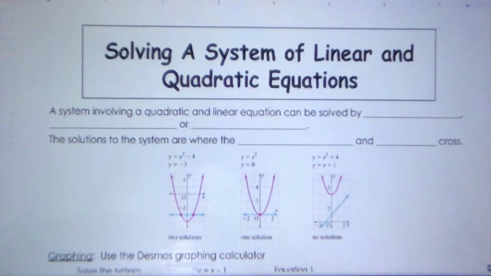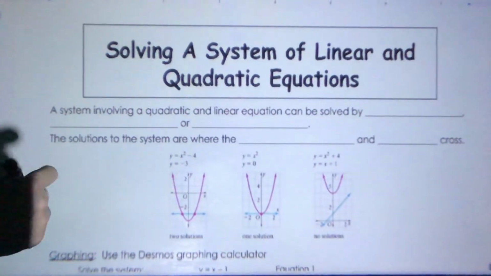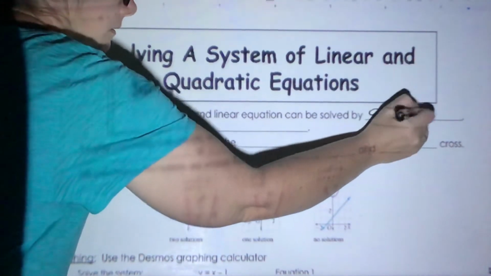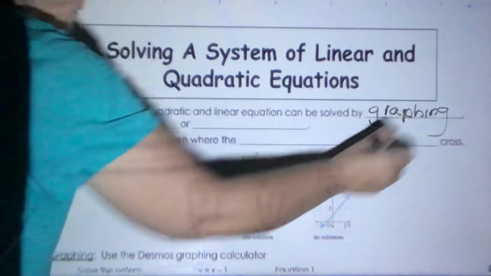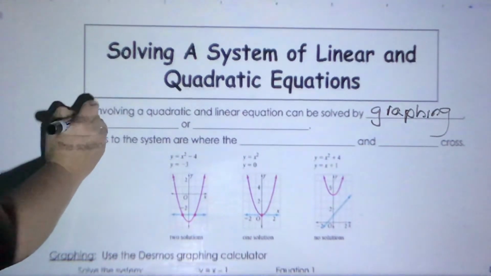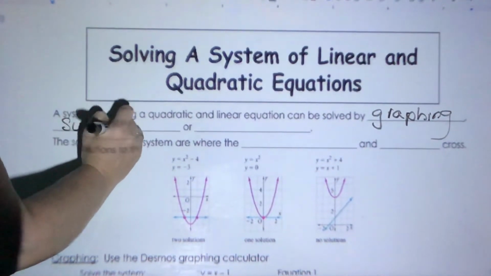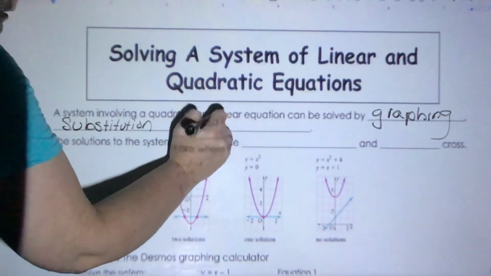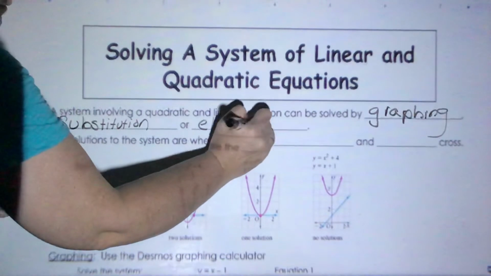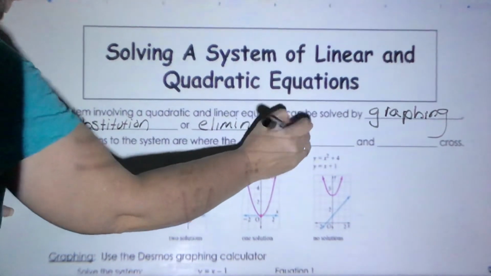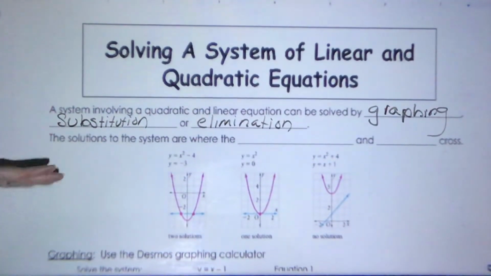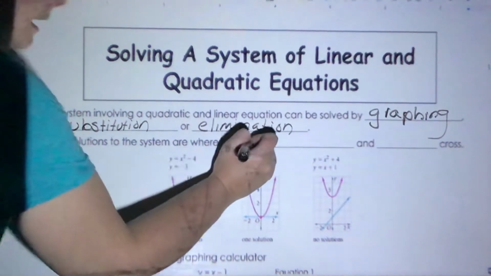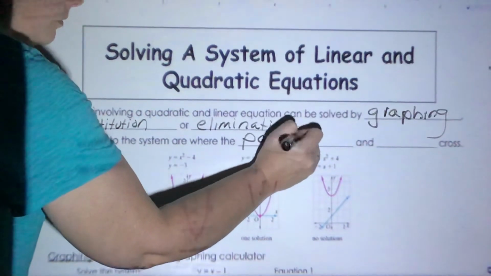So a system involving a quadratic and a linear equation can be solved 3 different ways. We can solve it by graphing. We can solve it using substitution, which will end up being the way that we use more often. Or we can solve it with elimination. When you're solving a system of a quadratic and a linear equation, you're looking for the place where the parabola and the line cross.